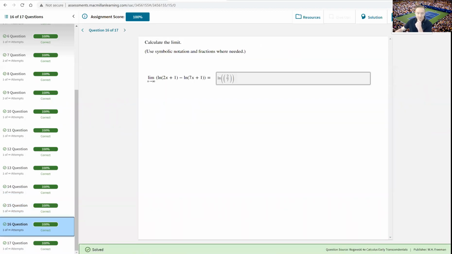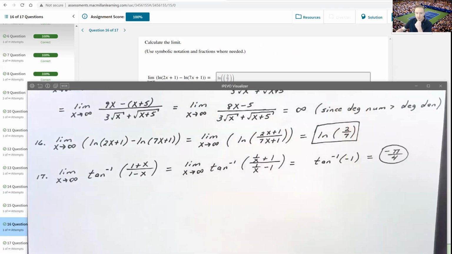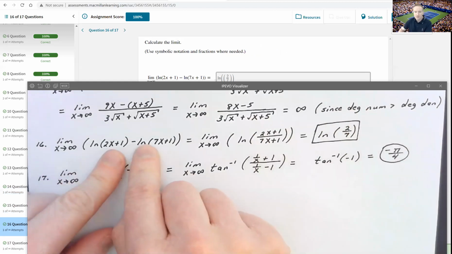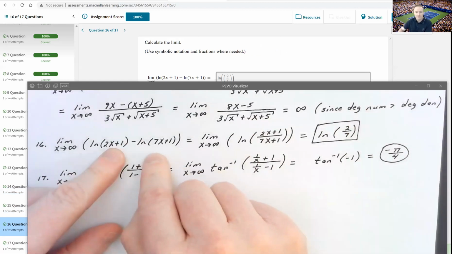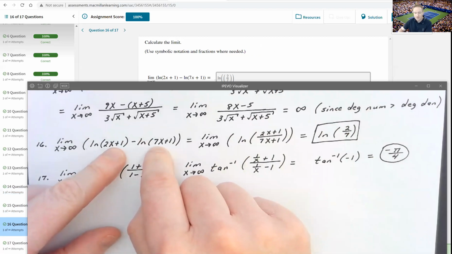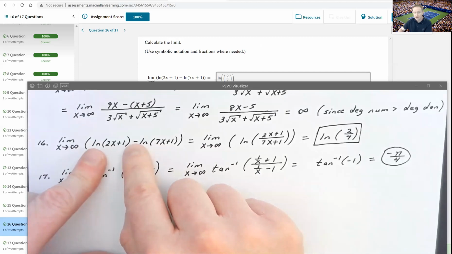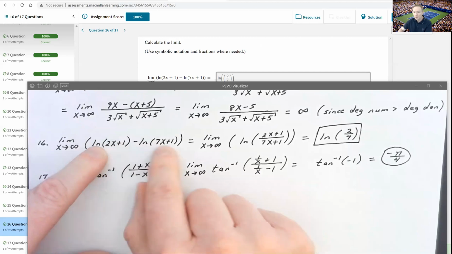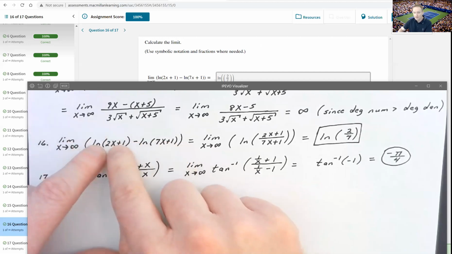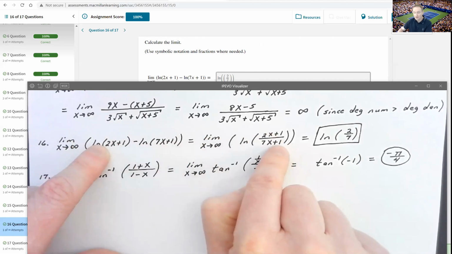Next one, I could see some people struggling with it, but it actually ends up being a very easy problem if you remember your properties of logarithms. So we have the limit as x approaches infinity of the natural log of 2x plus 1 minus the natural log of 7x plus 1. What am I supposed to remember here? The rules of condensing. Anytime you have logarithmic expressions that are separated by a minus sign, you can combine them, and the one that's positive has a factor in the numerator. The one that's negative has a factor in the denominator.